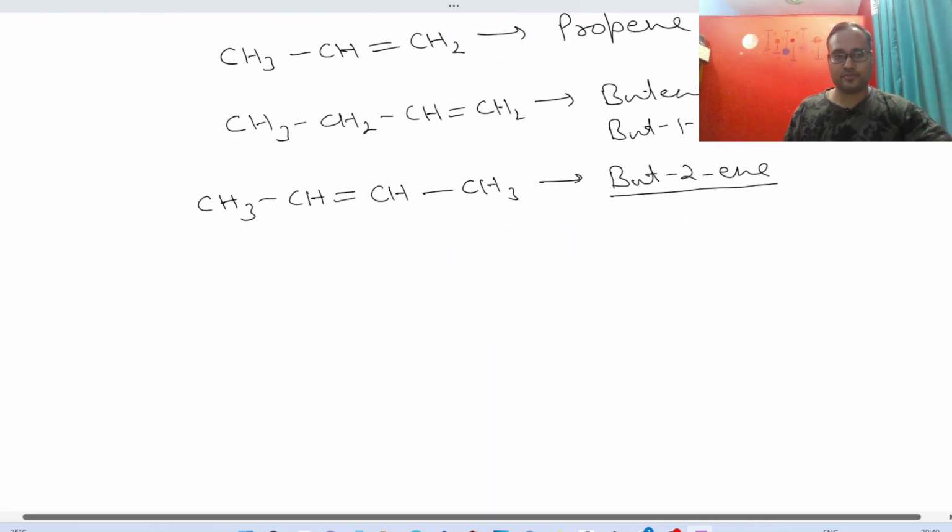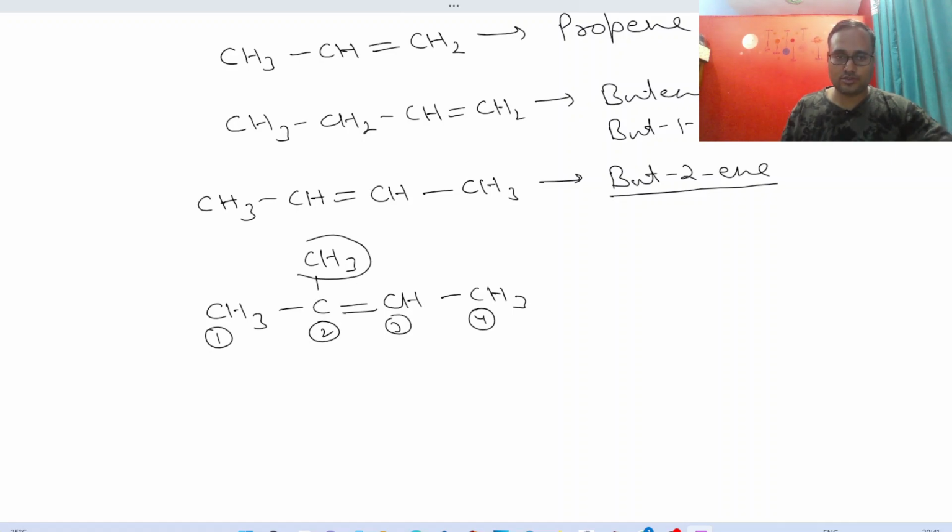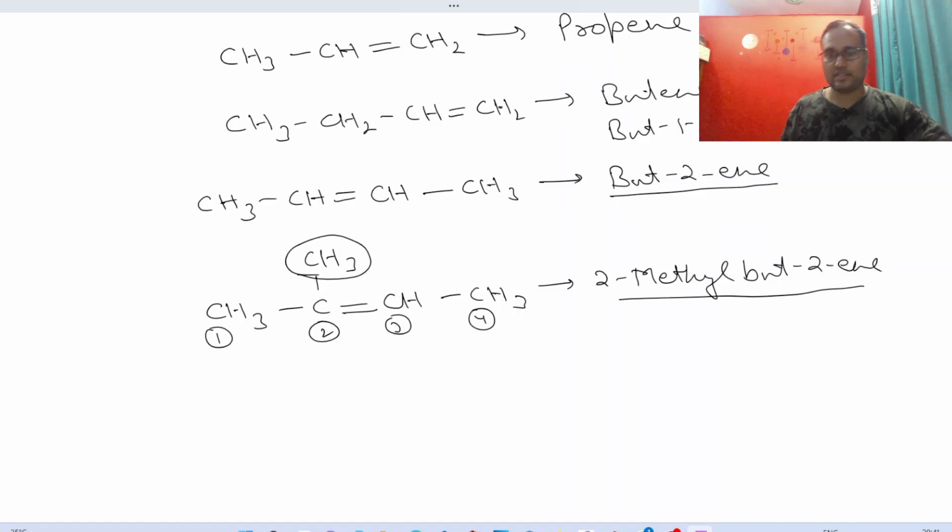We write but2ene in order to mention that the multiple bond is present between the second and third carbon atom. Similarly, if we have some substituents present over here, suppose we attach one more CH3 and a multiple bond over here, then we start the numbering in such a way that our substituent and the multiple bond get the lowest number. So this is present at the second carbon, so the name of this compound can be written as 2-methyl but2ene.